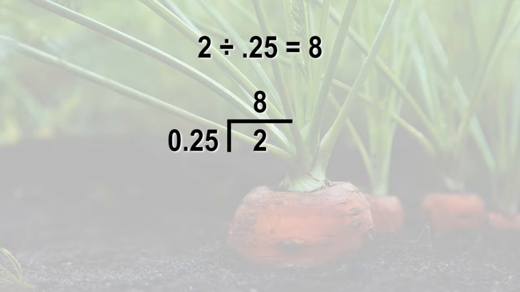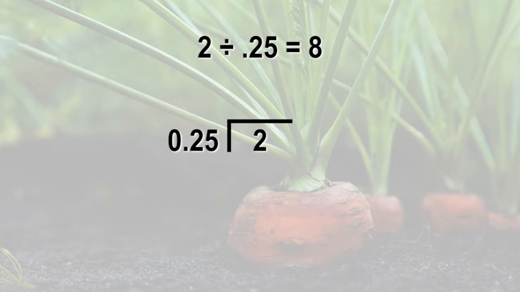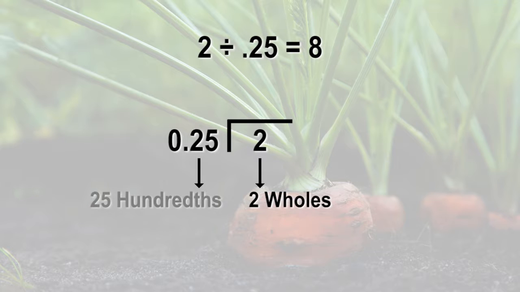We will have our 2 gardens as the dividend, and the 25 hundredths as our divisor, and 8 as our quotient. We will erase our quotient and look at the division problem. We can read this as 2 wholes divided into 25 hundredths, or we can think of both the dividend and the divisor in terms of hundredths. We know 2 wholes is the same as 200 hundredths. So let's rewrite the problem in terms of hundredths.